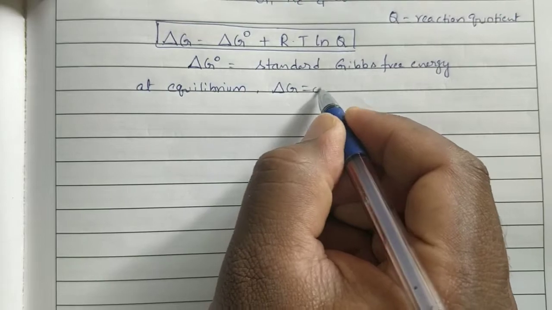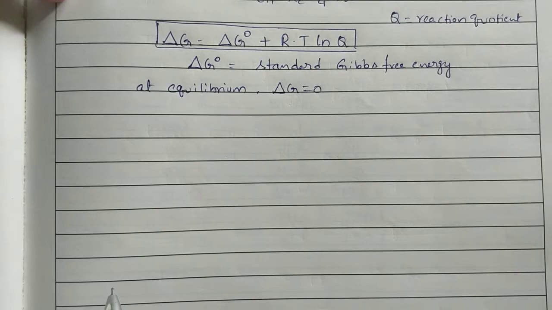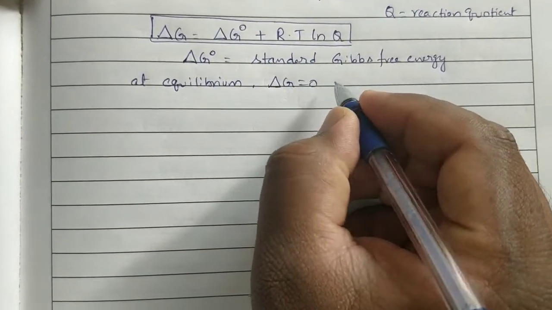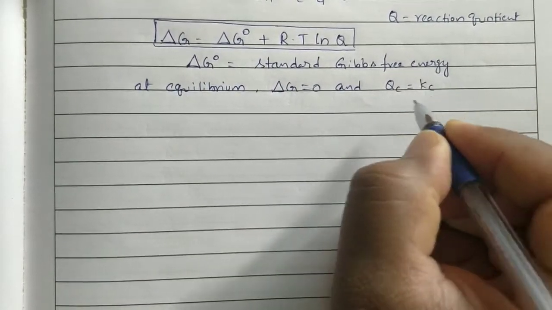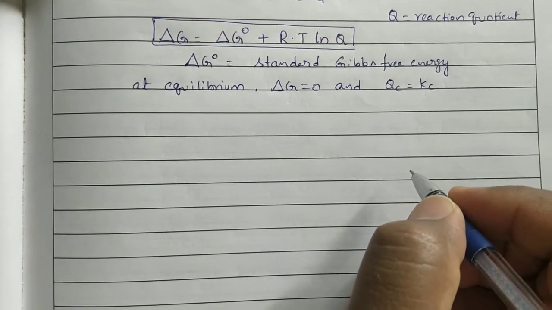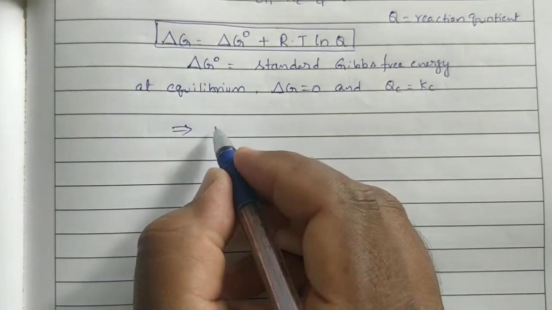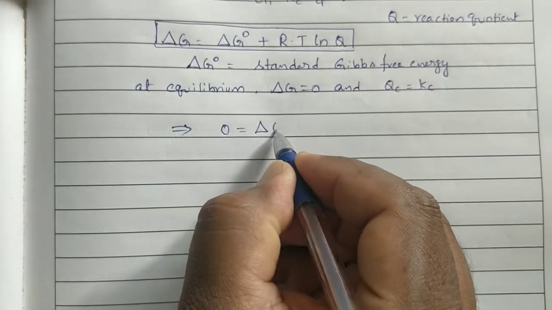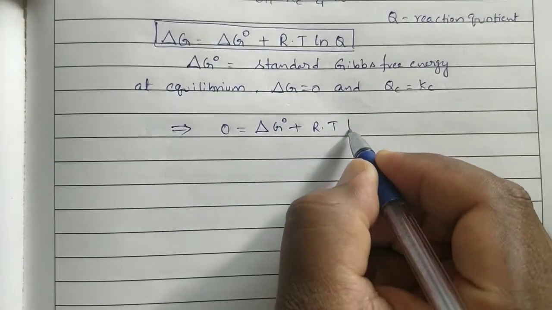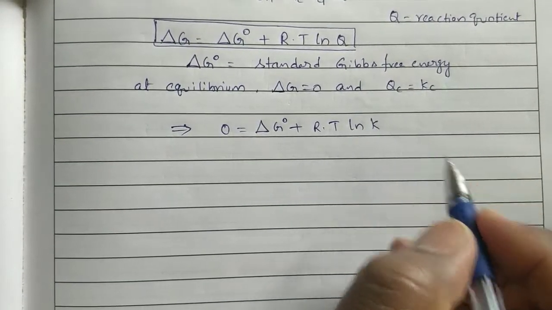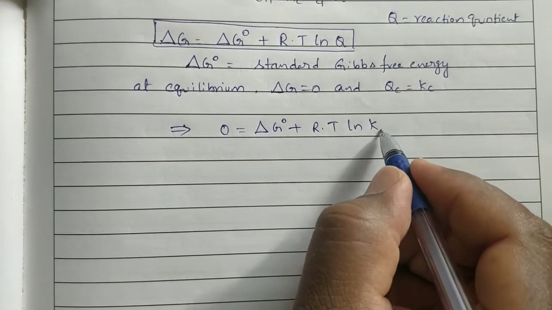Now at equilibrium, delta G is equal to 0, and Qc is equal to Kc. That means Q is equal to K. This implies delta G is equal to 0, that is, 0 is equal to delta G naught plus R into T into ln of K. K is nothing but the equilibrium constant. We can write it as Kc also.